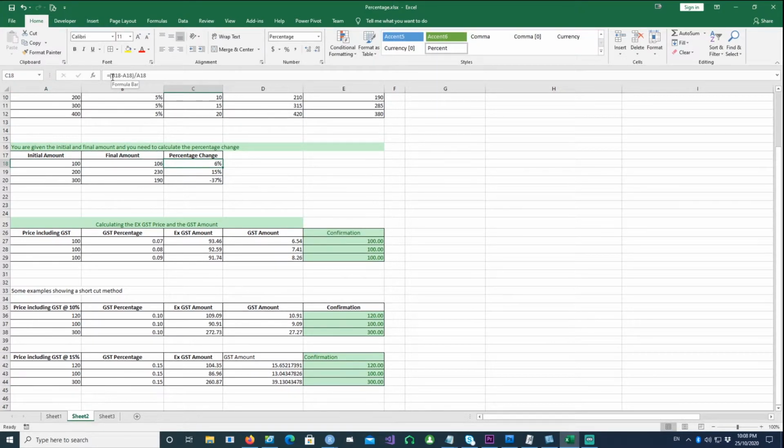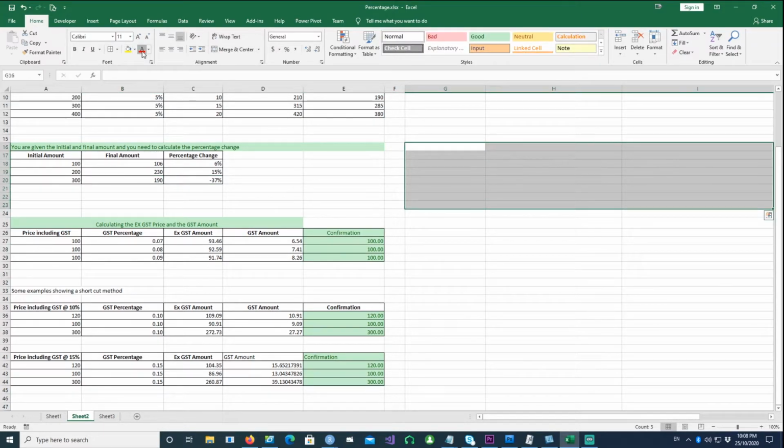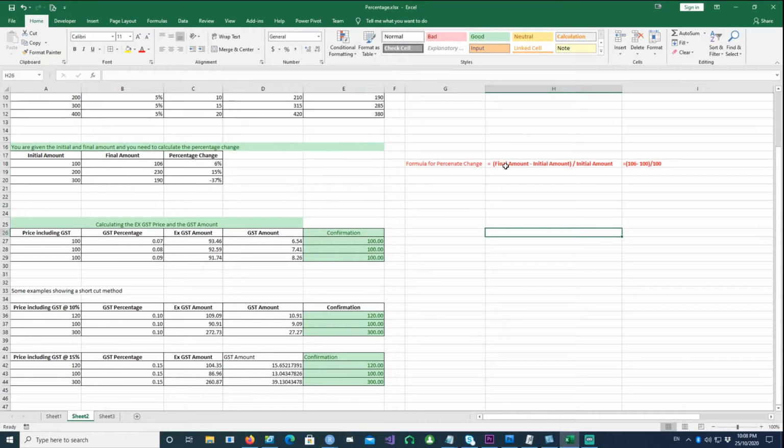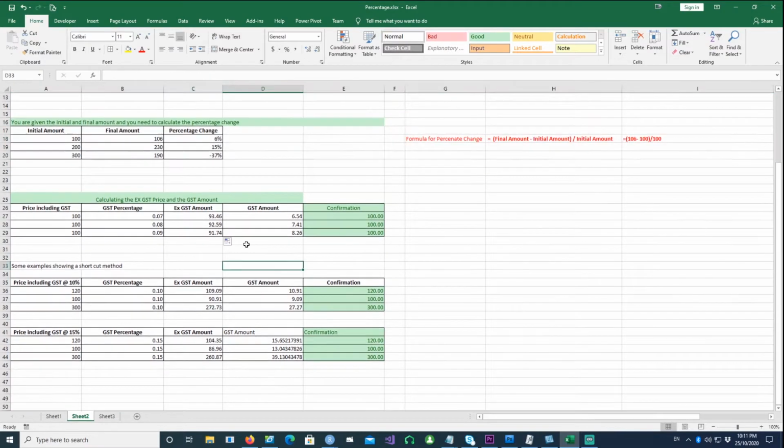So that's what the formula is saying. This is the change, and then you're dividing it by the initial amount. And that's giving you a 6% change in this case. In the second case, where the amount was 200 and the final amount was 230, it became 15%. In the third example, it went negative because the initial amount was 300 and then the final amount became 190, which is lower than 300. So you have a negative percentage. The generic formula looks like this: final amount minus initial amount, divided by the initial amount. That's what we did in this scenario.